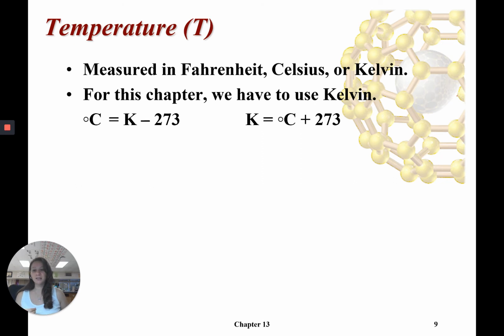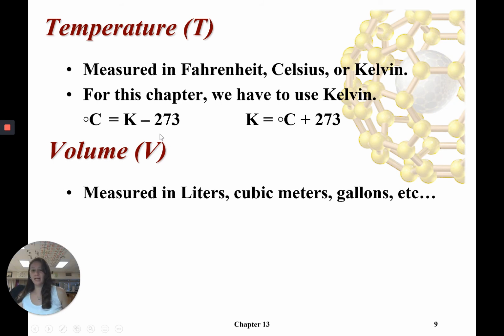If you're given any temperatures that are not in Kelvin, you have to convert them to Kelvin first. To go to Kelvin from Celsius, you add 273. To go from Kelvin to Celsius, you subtract 273. It's really hard for me to remember when to add and when to subtract. I just know Kelvin is always positive, so Kelvin is always the bigger number. So when I'm going to Kelvin, I add. When I'm going away from Kelvin, I subtract.